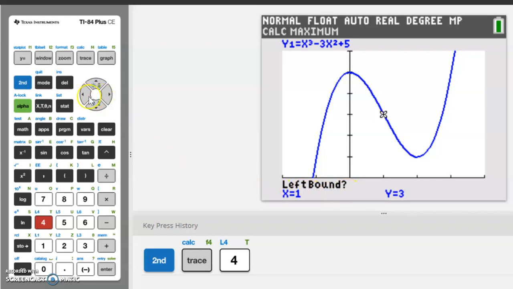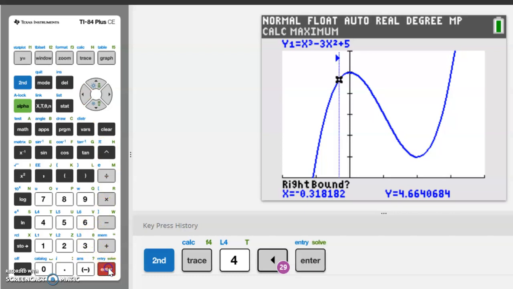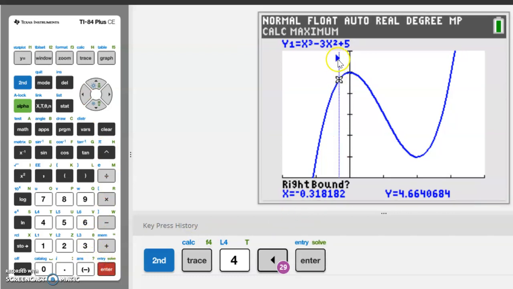So we're going to use the left and right arrows on our keypad to move that cursor. And I want to move this cursor to the left of my maximum value. Doesn't matter where on the left-hand side, I just need it to be somewhere on the left-hand side of that max value. Once it's there, I can go ahead and hit enter. And you're going to notice that little blue arrow appear. That means it went ahead and set the left bound for you.